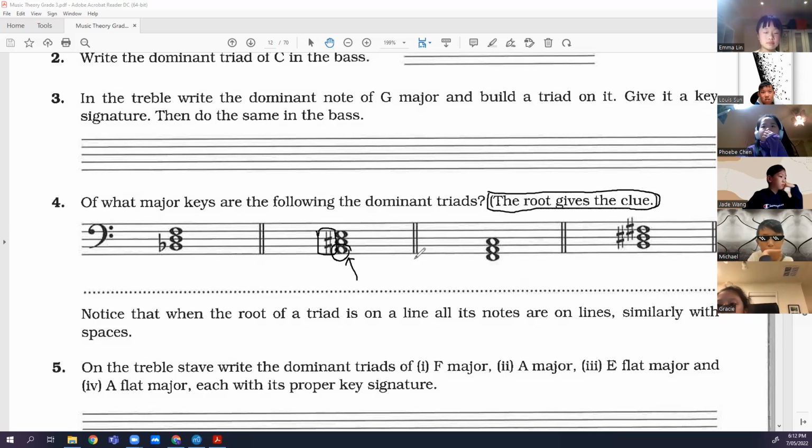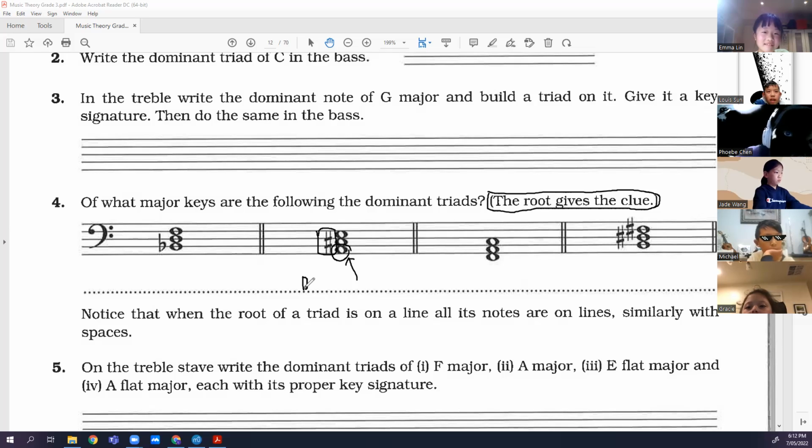D major. Close. There's a sharp on C, so that means it could be D major. But I was also expecting someone to say D minor, because the leading note has to be raised.